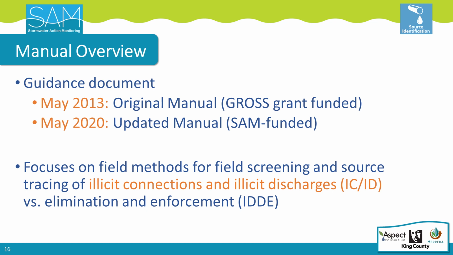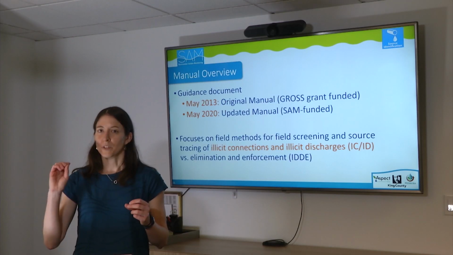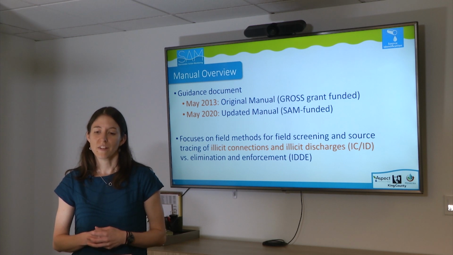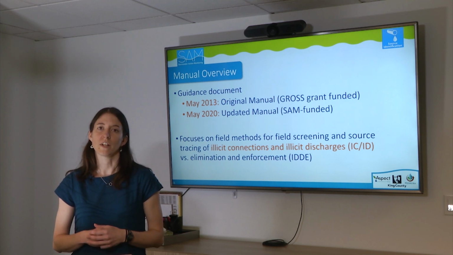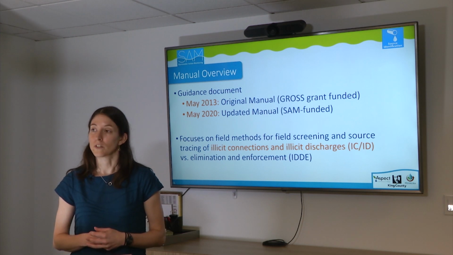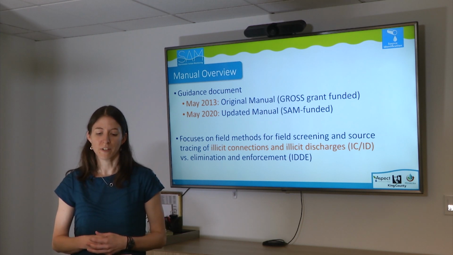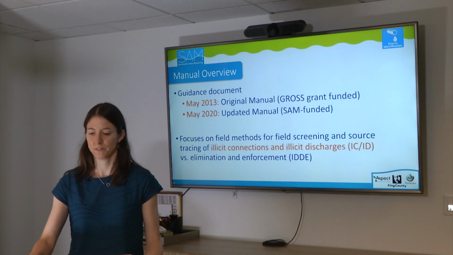That's part of the Stormwater Work Group, which is part of the Stormwater Action Monitoring Program through the Department of Ecology. The scope of the manual focuses on field methods for field screening and source tracing of illicit connections and illicit discharges. So that's where that term ICID comes from, which is different than the term we see in the permit, which is the IDDE, which also focuses on elimination and enforcement. So instead of using IDDE, since we're not really focusing on the elimination and enforcement side of things, we just clip that off and we're focusing also on illicit connections and illicit discharges, which is why we use ICID as our umbrella term for the field screening and source tracing manual.